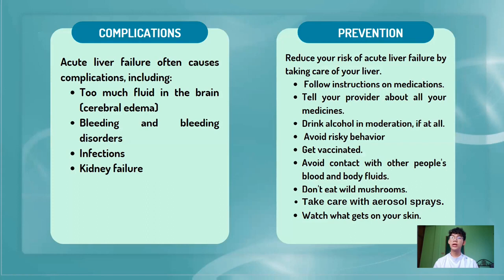Third, infections. People with acute liver failure are more likely to develop infections, particularly in the blood and in the respiratory and urinary tracts. Fourth, kidney failure. Kidney failure often occurs after liver failure, especially if you had an acetaminophen overdose, which damages both your liver and your kidneys.